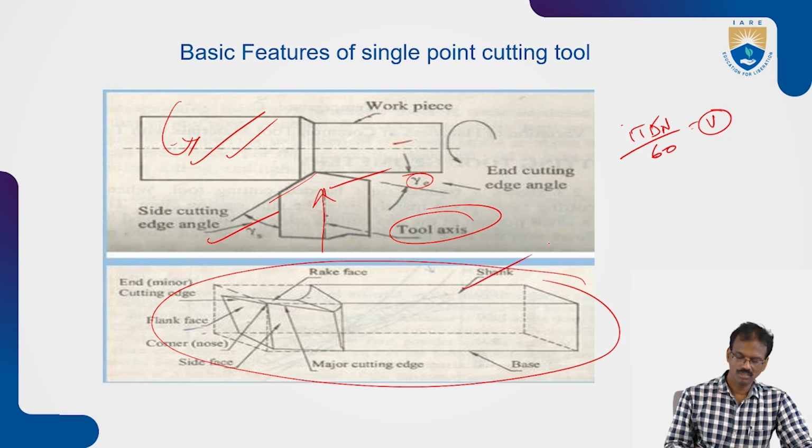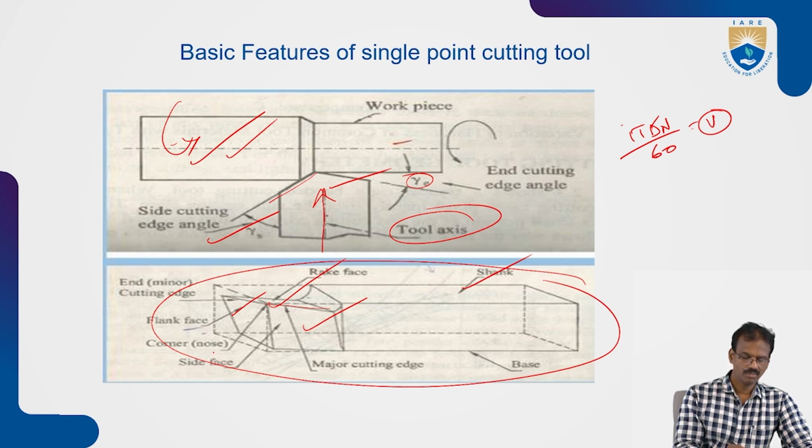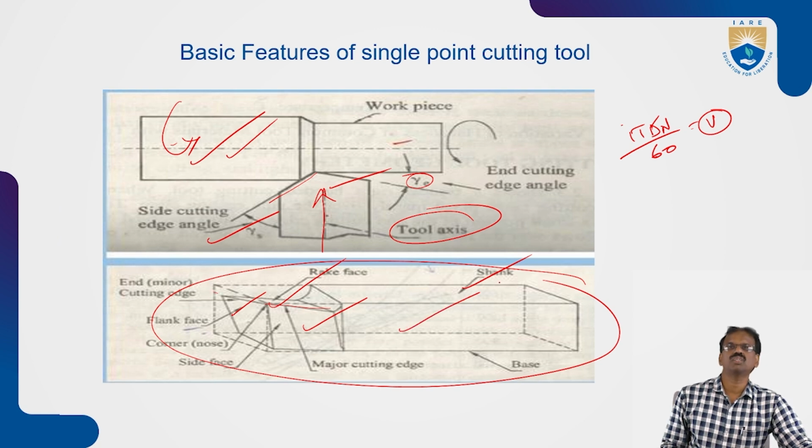This is the shank, this is the rake face, and this one is the flank face, minor flank, major cutting edge, minor cutting edge, and different types of angles: back rake angle, side relief angle, end cutting edge angle, and side cutting edge angle. All this nomenclature was already discussed in previous slides.